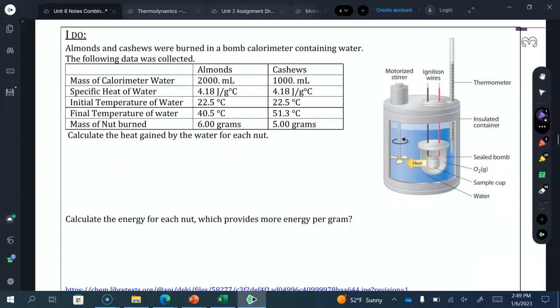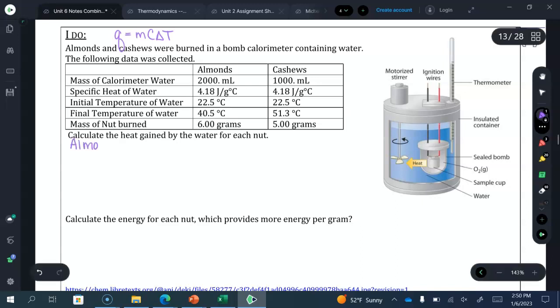So now we're going to look at how we apply this equation Q equals mc delta T to a practice problem. Almonds and cashews were burned in a bomb calorimeter containing water. Bomb calorimeter means you're just setting it on fire and measuring the heat released through the complete combustion of the substance. The following data was collected. We are going to calculate the heat gained by the water for each nut. So we're going to start first with the almond because it's on the left.